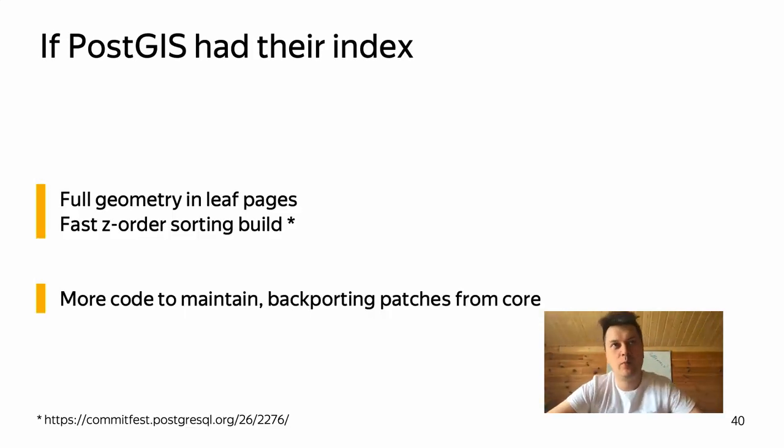What if, for example, Postgres had its own index? They could have, for example, geometry in just leaf pages, and they could avoid rechecking after tuples are fetched from the index. Also, they could have the recently implemented sorting build, which was not my idea, just my implementation. But what would it cost them? It would be more code to maintain, because GiST in core is advancing, and they would have to backpatch the advancing of GiST from core to their own index extension.